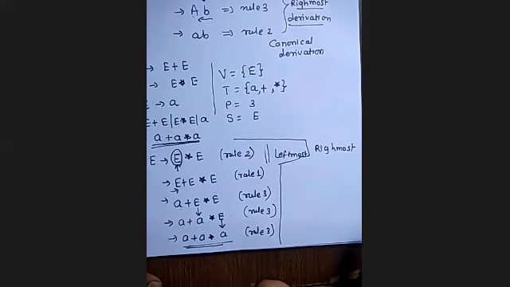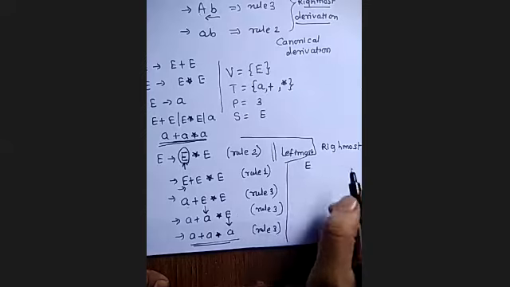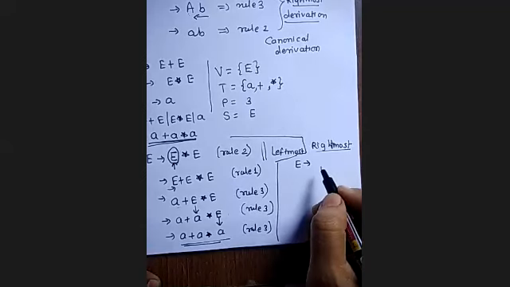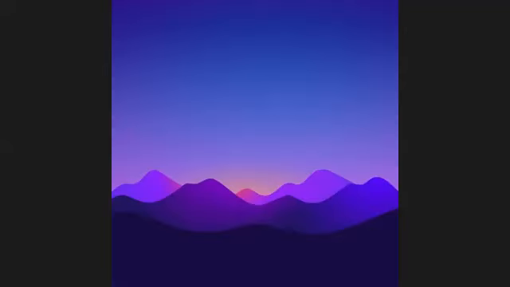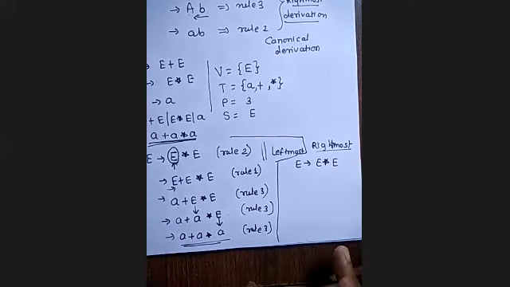Which rule will you apply first? Similar to leftmost, E star E. Oh, it is not leftmost right now. Sorry, rightmost. We have to do the rightmost derivation now. So tell me the first rule. E gives... Rule 2. You are applying rule 2. E gives E star E. Okay, now this is a rightmost derivation.